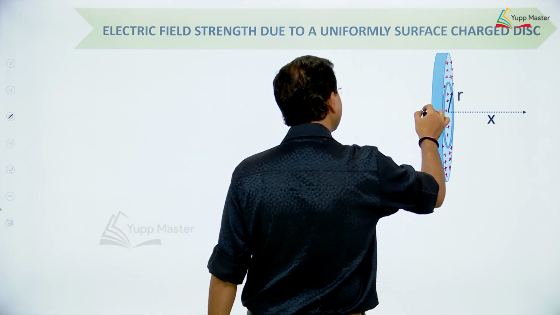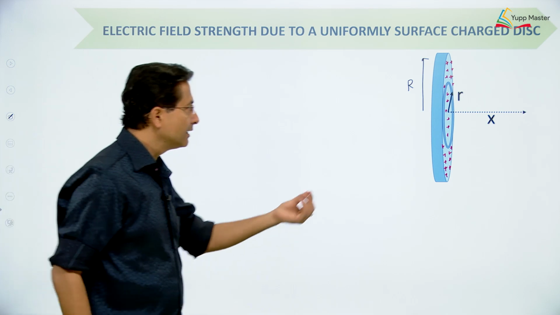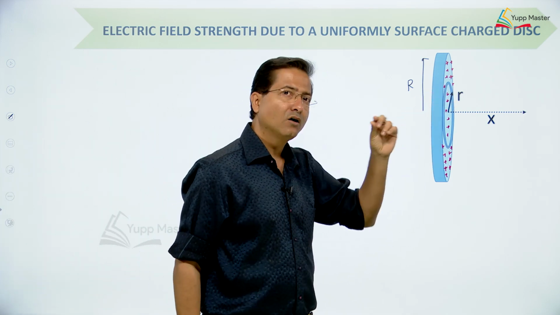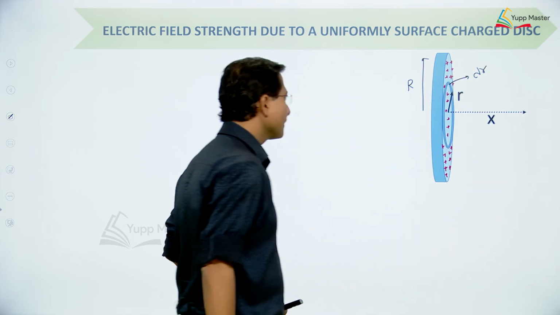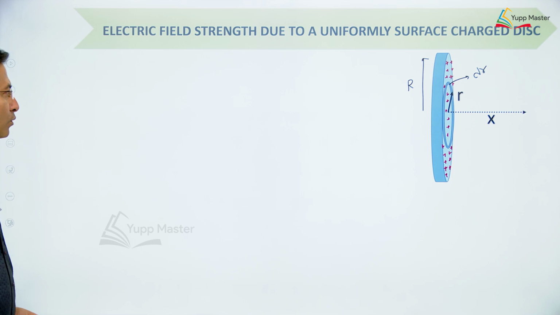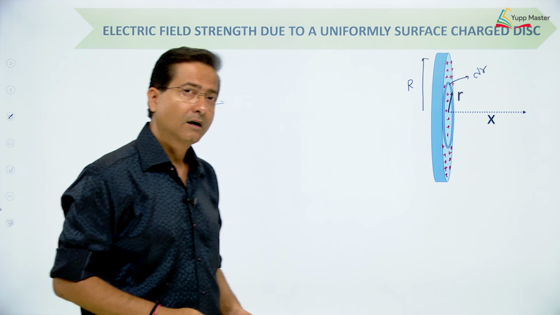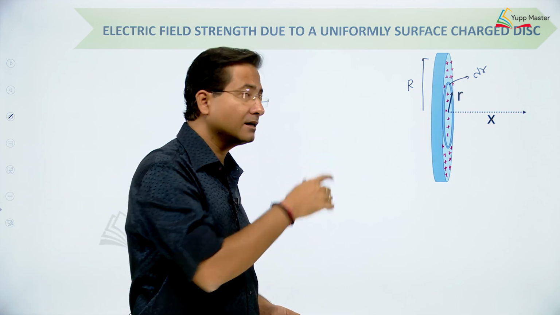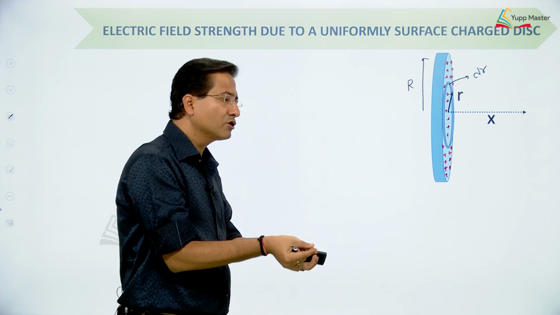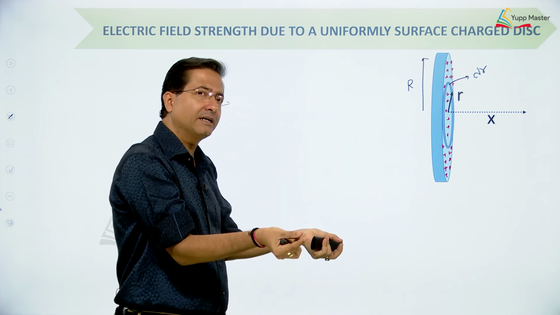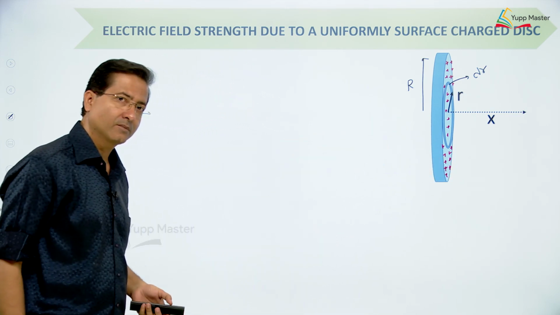So this radius I have taken capital R, and over the disk I have taken a ring of radius small r of thickness dr. So as we know the result for a ring, I can use it to get the result for the disk. I will add the contribution of all the rings of different radius at this particular point and I will get the total field created.